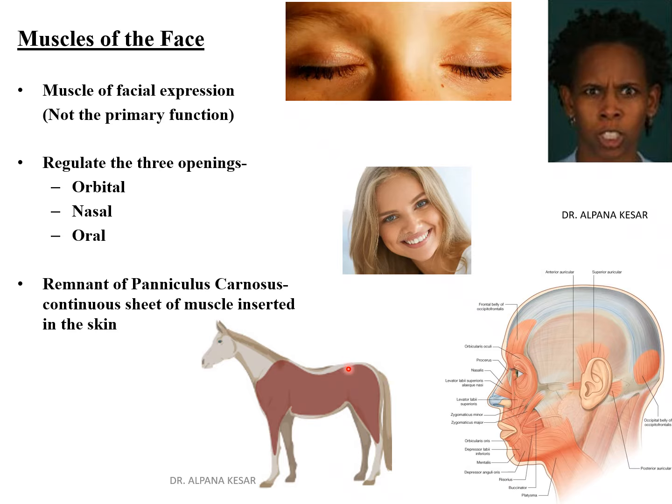Muscles of the face are also considered as a remnant of panniculus carnosus. Panniculus carnosus is a continuous sheet of muscle inserted in the skin as seen in cows and horses, because of which they are able to twitch an area of skin on the back, which humans can't do, except in the face where they are able to partially perform this action, that is movement of the skin of the face. And that is why the muscles of face are also considered as a remnant of panniculus carnosus.